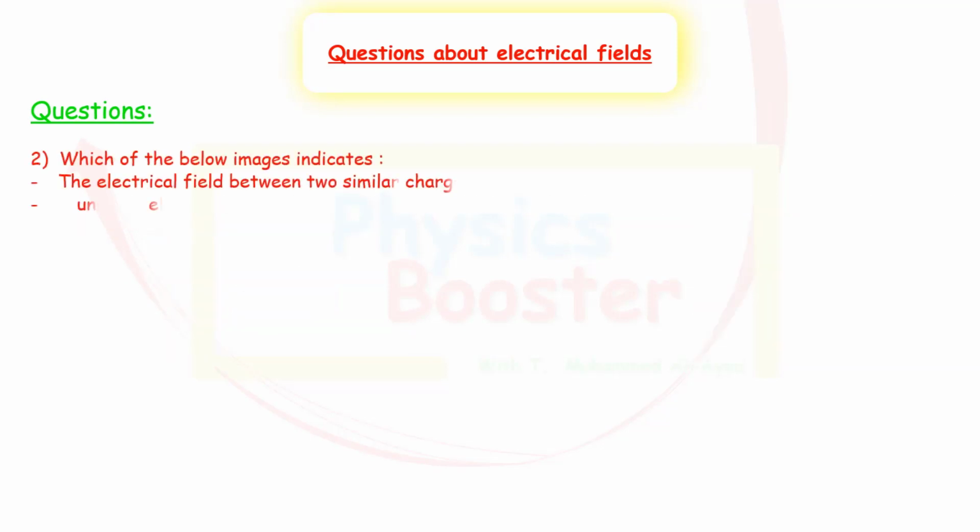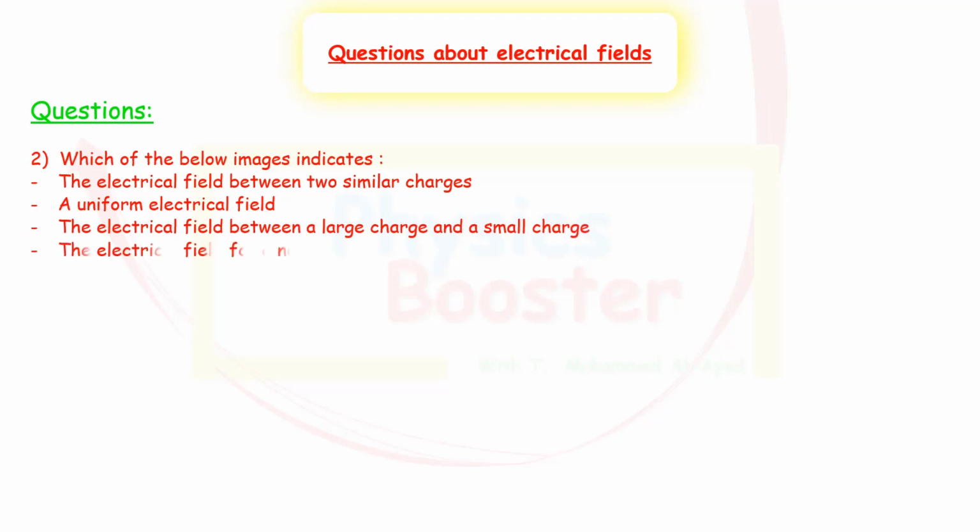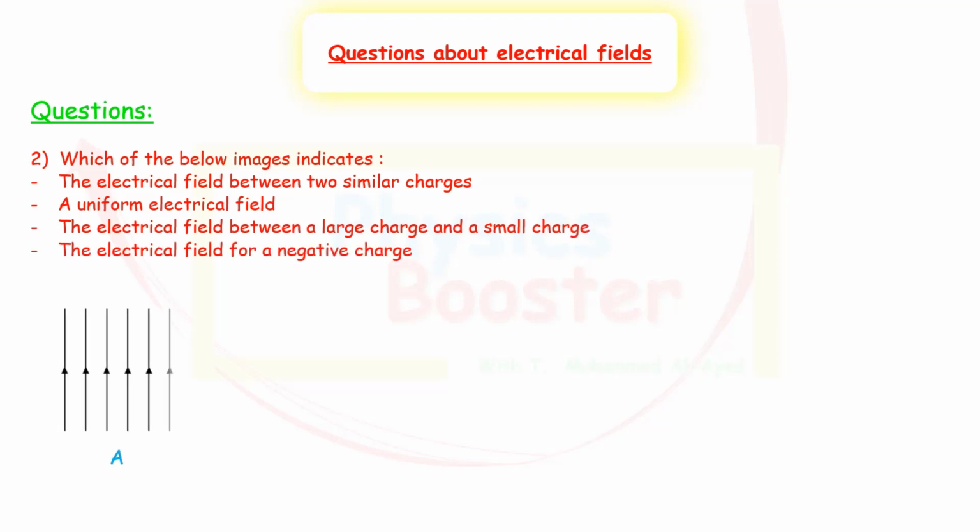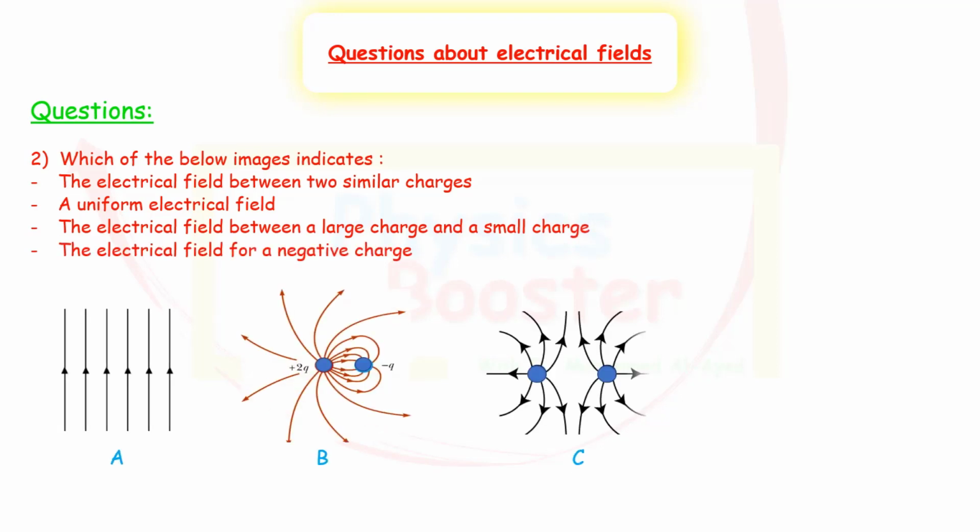Question number 2, which of the below images indicate the following? First one is, which picture, A, B, C, or D, shows us the electrical field between two similar charges? Well, A is a uniform field, we know that. B is showing me a certain shape.